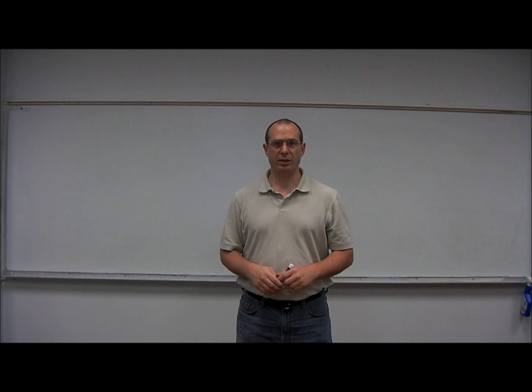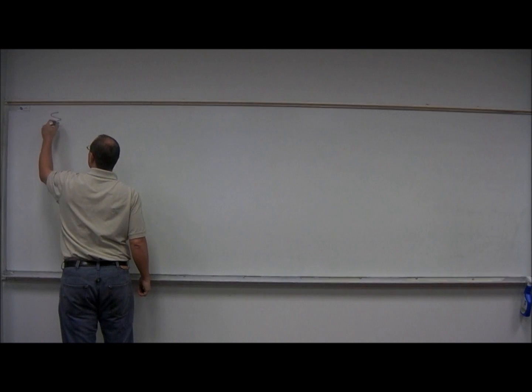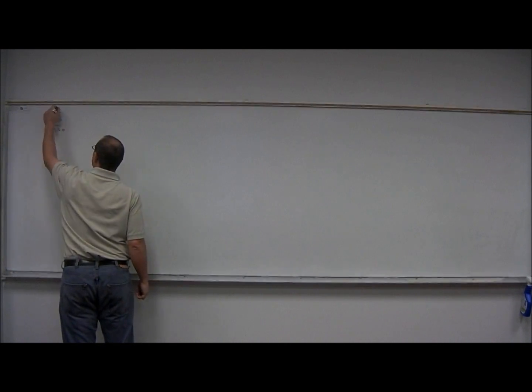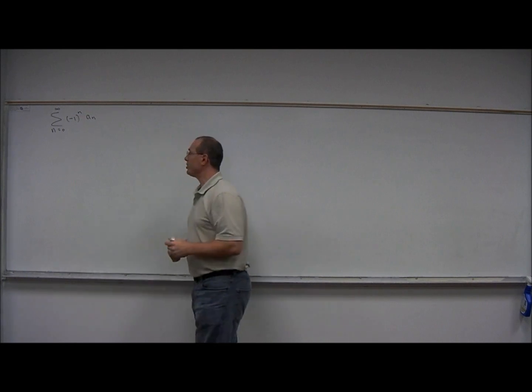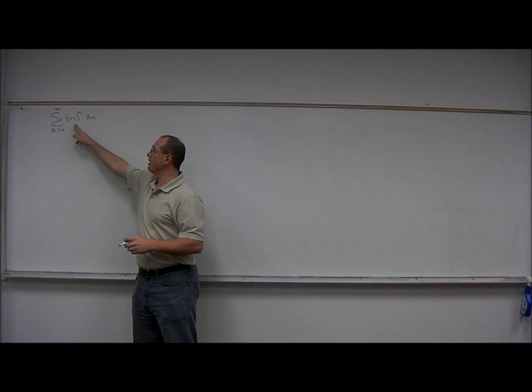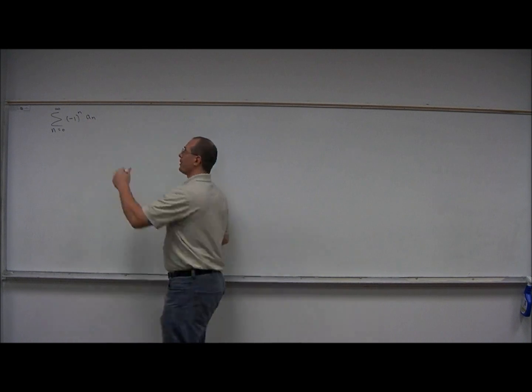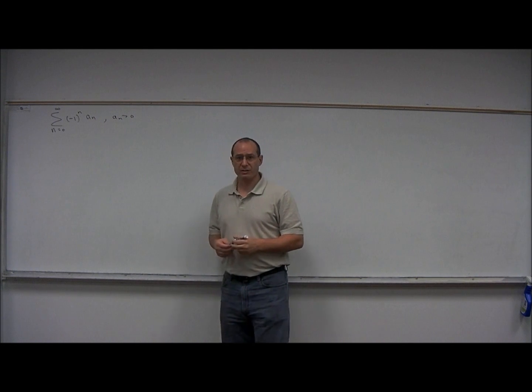Hi, I'm Dr. Incognito. In this video, we're going to investigate alternating series, and we're going to discuss absolute convergence and conditional convergence. So first, suppose we have a series of the form summation n equals 0 to infinity of -1 to the n times a sub n, where we'll assume that the a sub n's are all positive.